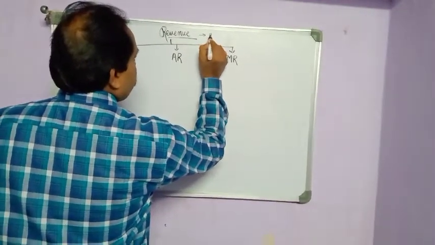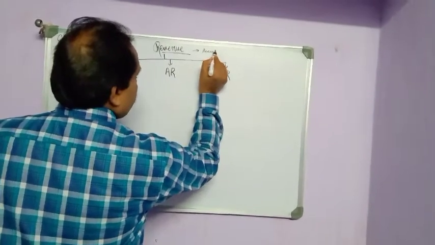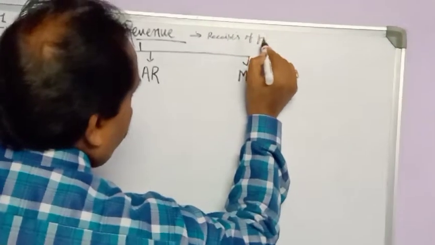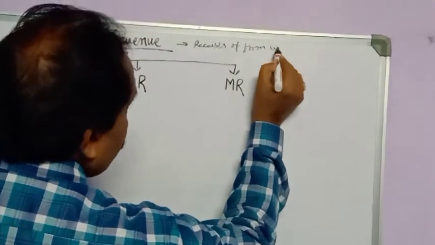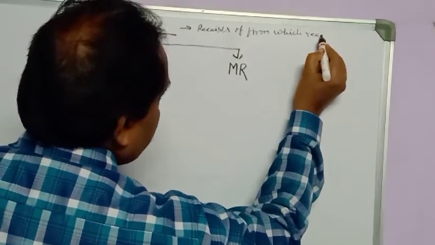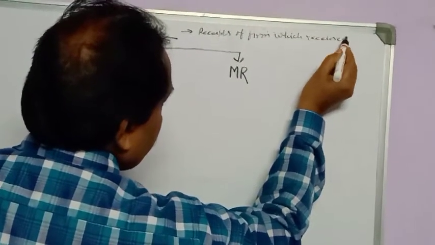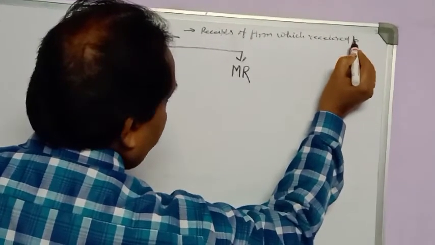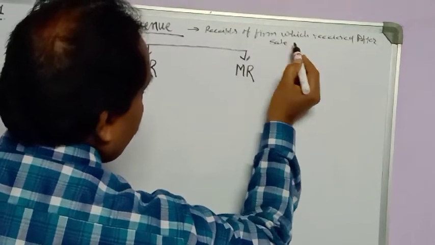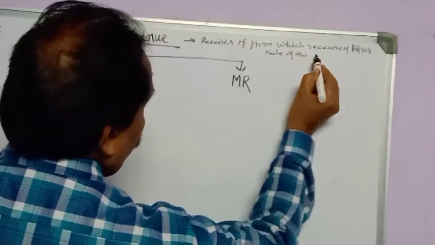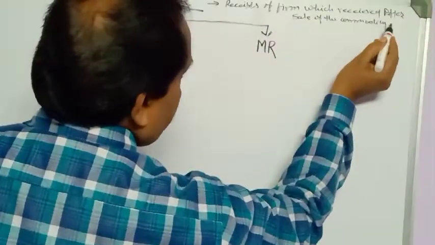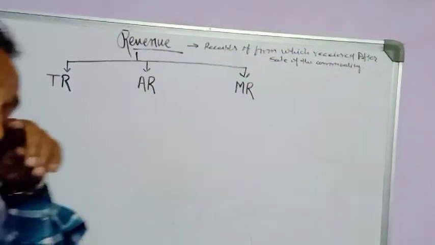So revenue is the receipts of a firm which is received after the sale of the commodity. Clear?